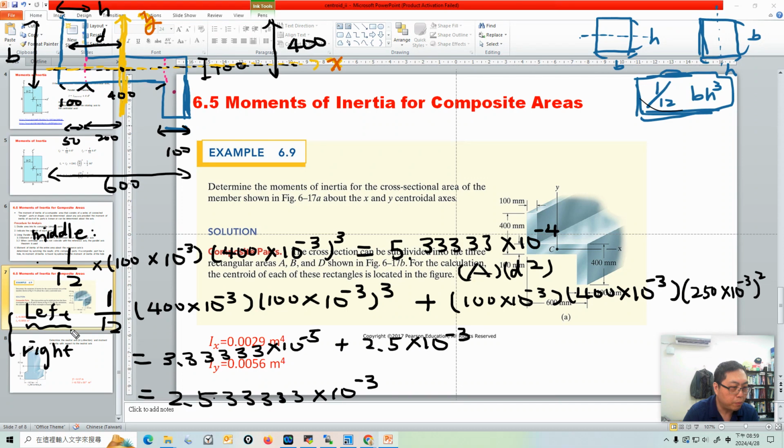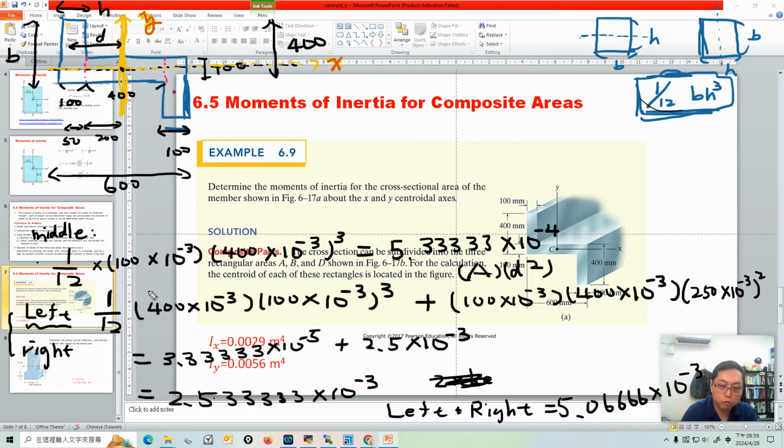And it's only the left part, so we have to multiply by 2. Left plus right, we just times 2. So it's 5.06666 times 10 to the power minus 3.